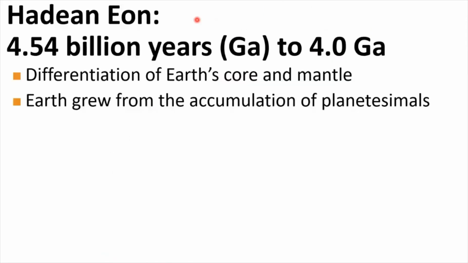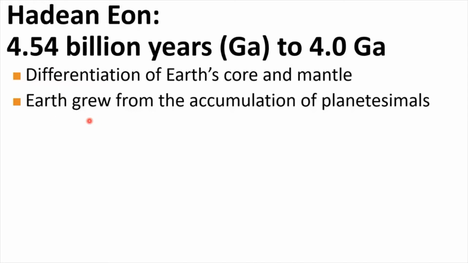We're going to start off in the Hadean. And this is named for the Greek god of the underworld, Hades. And during this time, early Earth was molten. So this was 4.54 to 4.0 billion years ago. And during this time, there was a process known as differentiation. This is where the heavier elements sink toward the center of the Earth's core, and the lighter rocky components basically moved outward towards the edge, like the mantle and the crust.